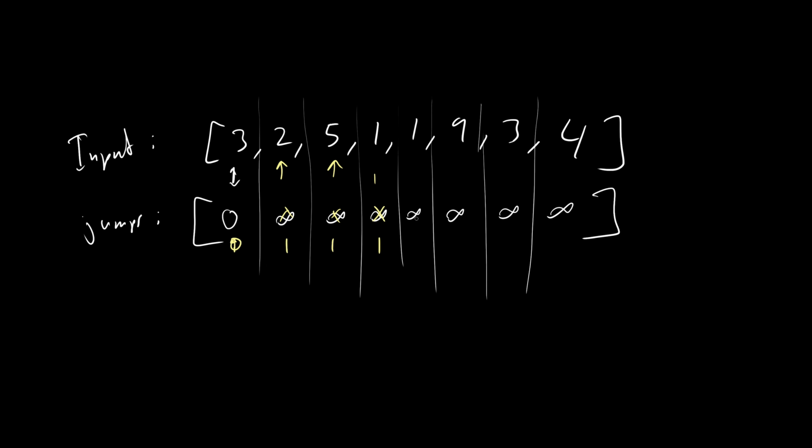2 is bigger than infinity, so this becomes 2, this becomes 2, this becomes 2, this becomes 2. And then we continue and we do the same thing. I'll go a little bit faster now. So 1, I know I could get here by 1, doesn't change anything. 1, I could get here by 1. 3, it doesn't change anything. 9, I could get here by 3, it doesn't really change anything.